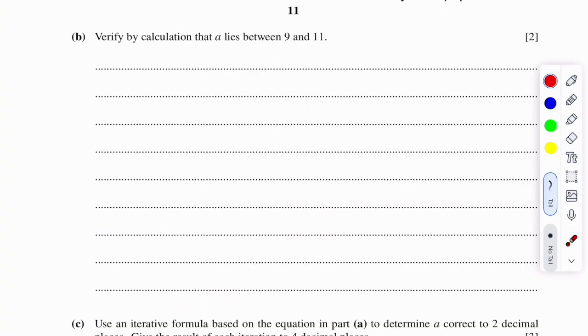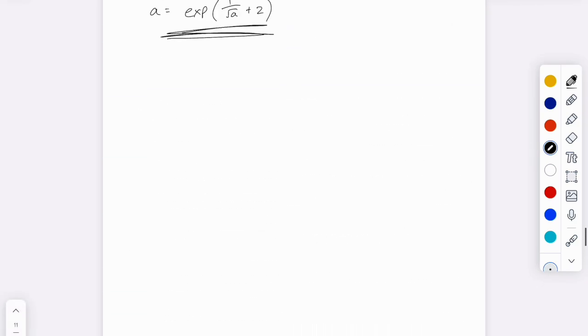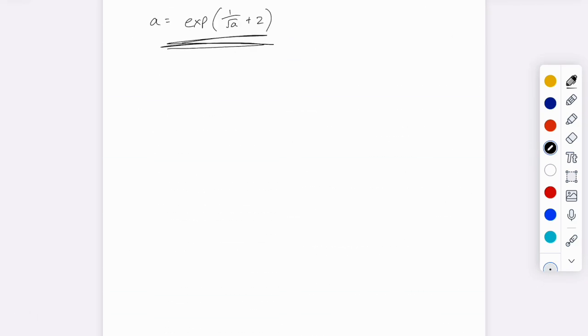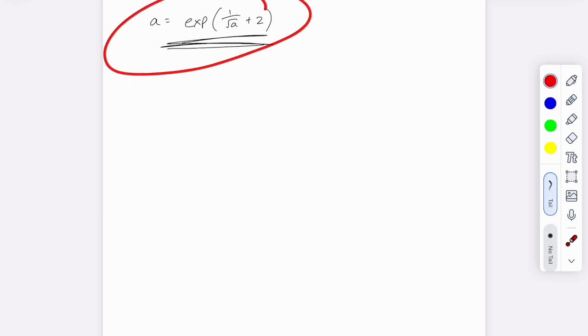And that's that. Alright guys, now for number B, we got the following question. It says verify by calculation that A lies between 9 and 11. So how do we do that? Well, this is our formula: A is equal to e to the power of 1 over root a, plus 2.